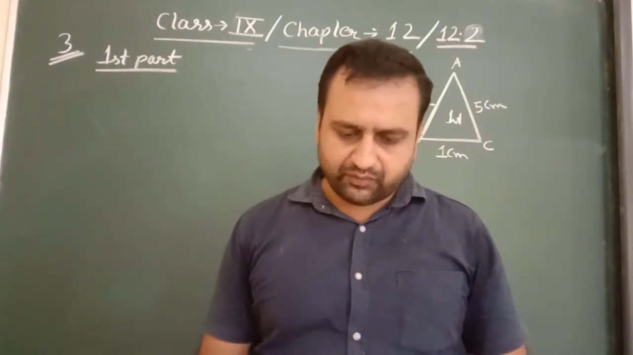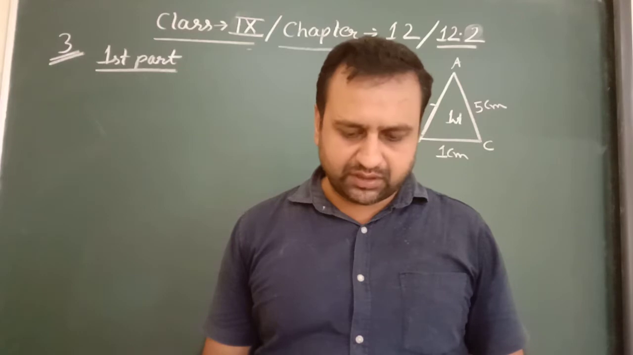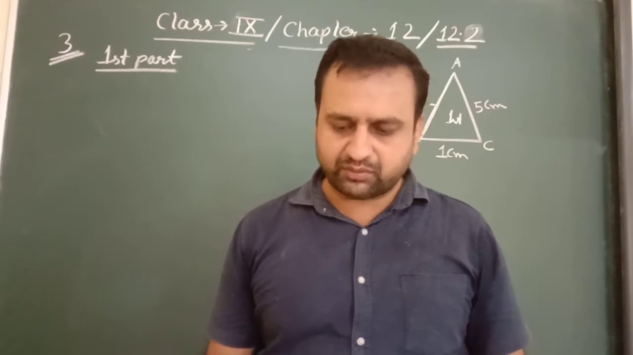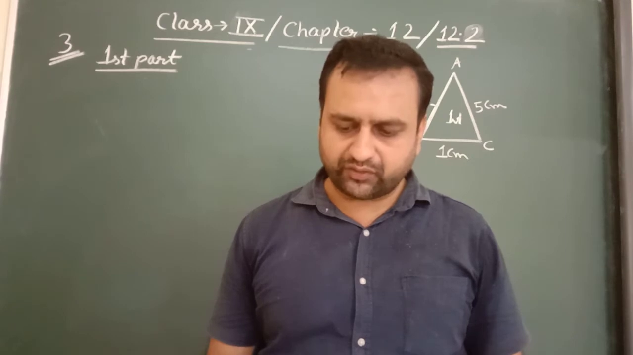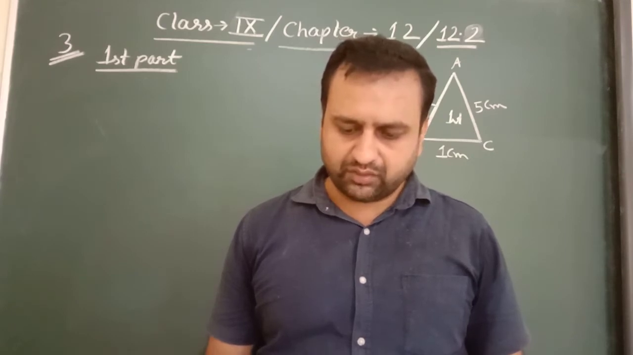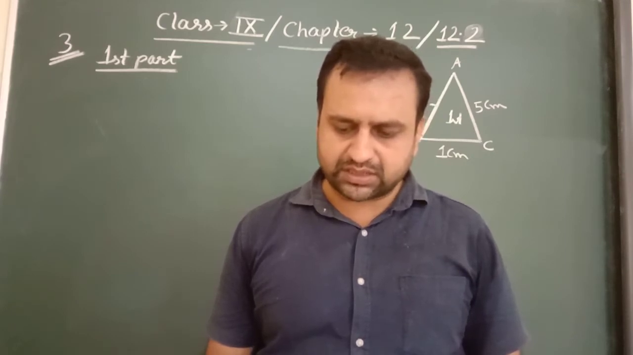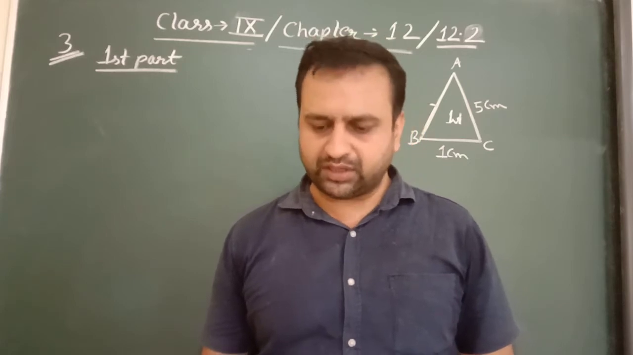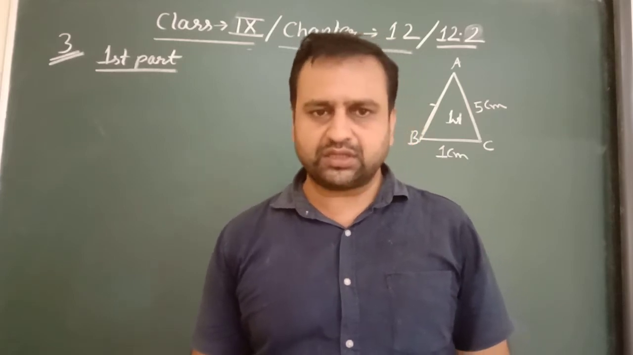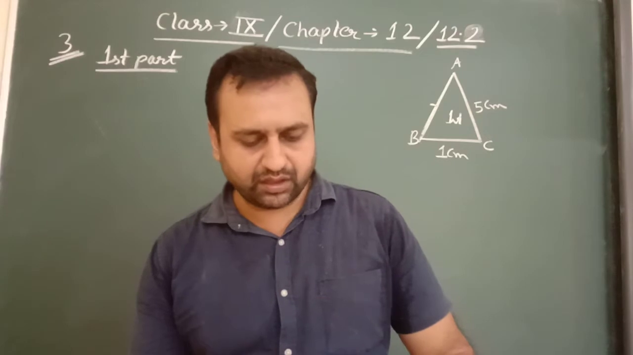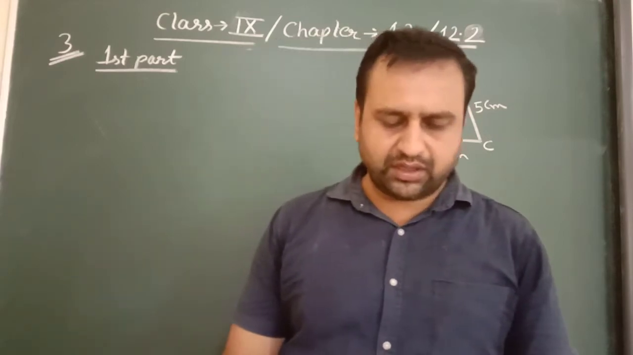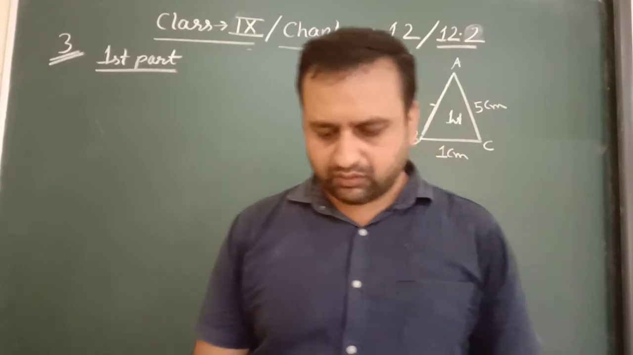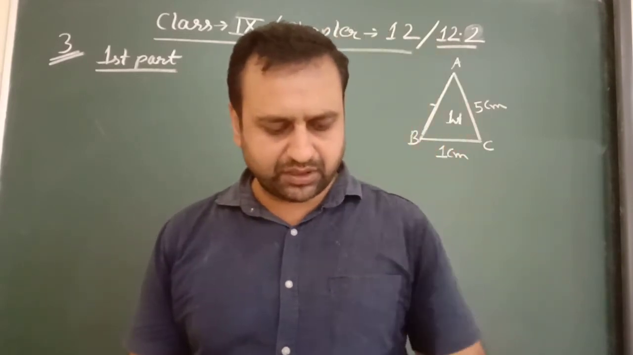In this chapter we have completed exercise 12.1, in which we discussed Heron's formula when the three sides are given, to calculate the area of a triangle. In question number 5, when the ratio between the sides and the perimeter are given, we find the sides and after this the area of the triangle. Now exercise 12.2, question number 1 and question number 2 we have completed in the last class of the chapter.